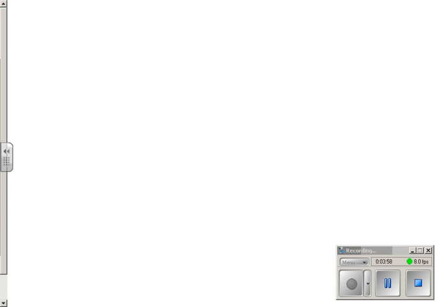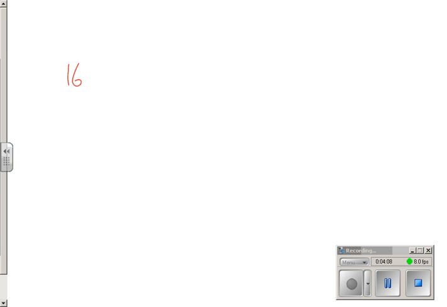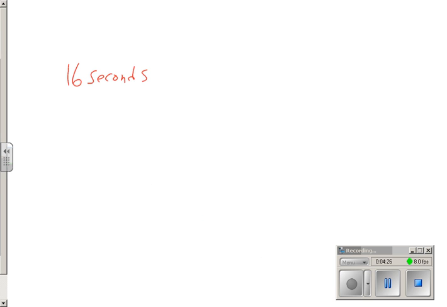If I go on to the next part, it says, what is the average rate of change in altitude? Let's go back here for a second. Over the course of 16 seconds, if you take away the whole 16 seconds and you started on the ground, how far did it go up in total? We found out that it only went up 4.4 meters off the ground. That's how far it went up in 16 seconds.